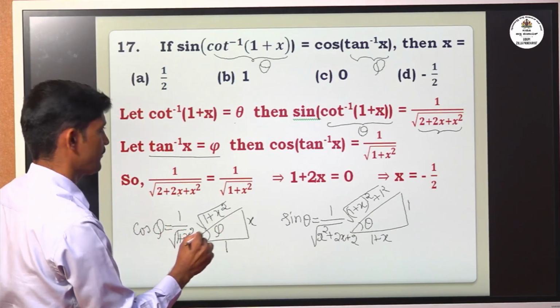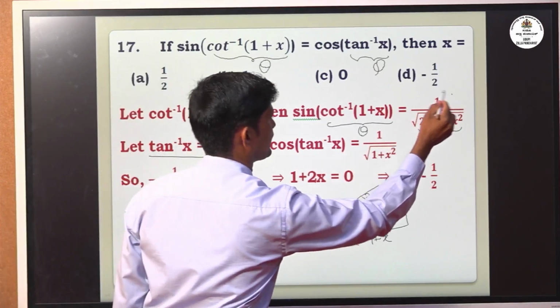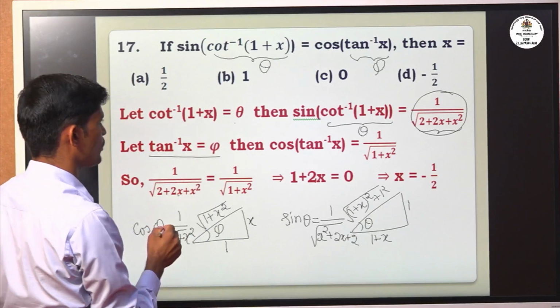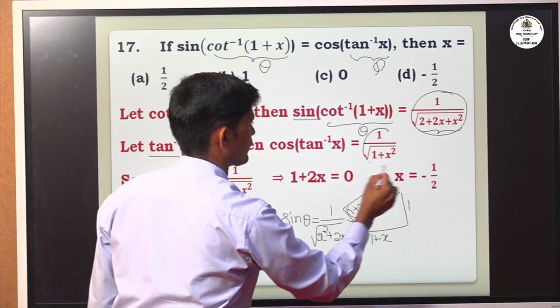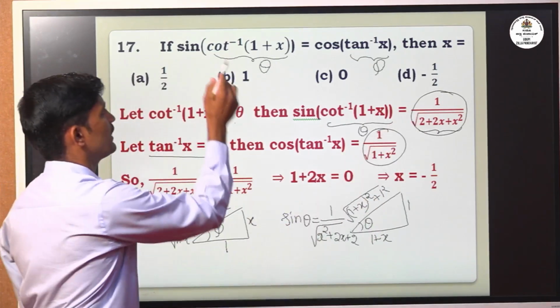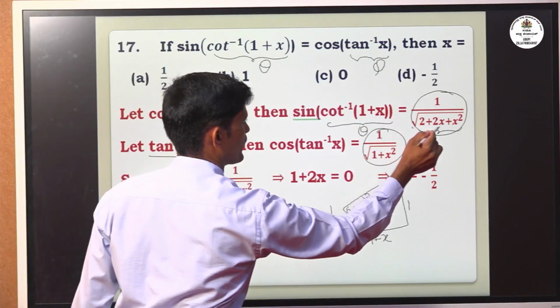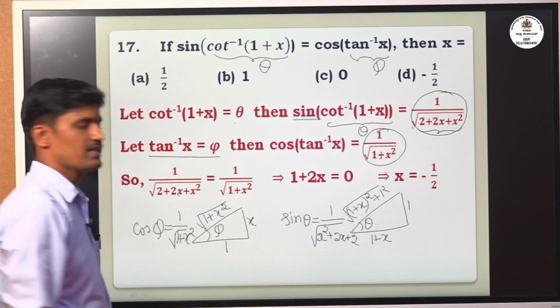So the left hand side simplifies to sin theta, which is this, and the right hand side simplifies to cos phi, which is this. Therefore these are equal to one another. So 1 by the square root of (2 plus 2x plus x square) equals 1 by root of (1 plus x square).